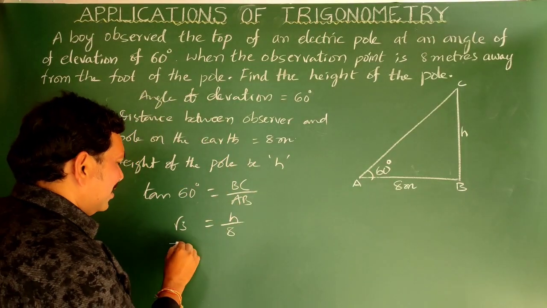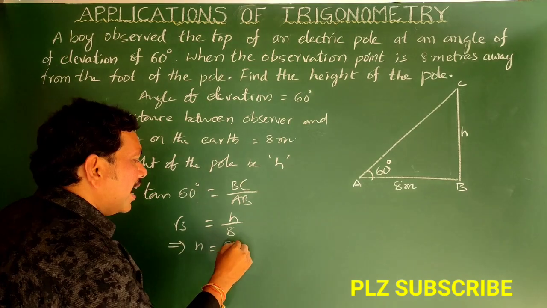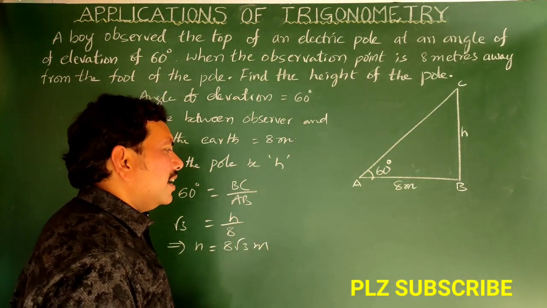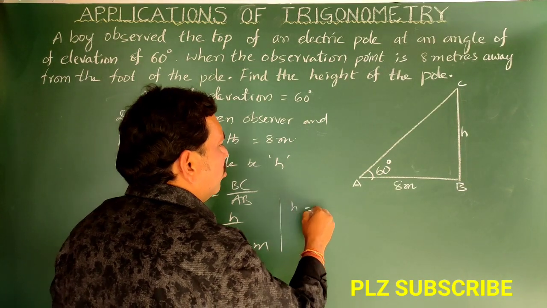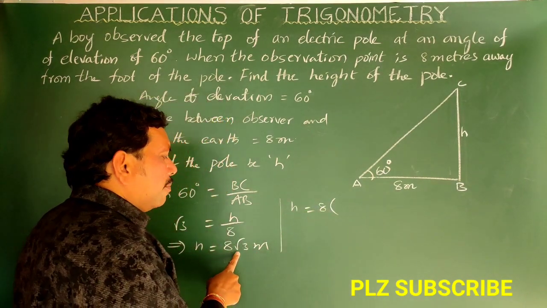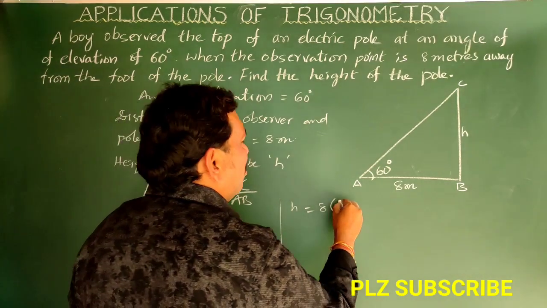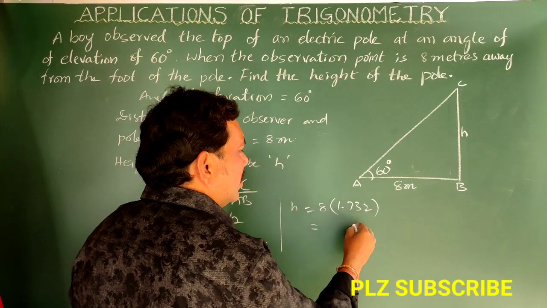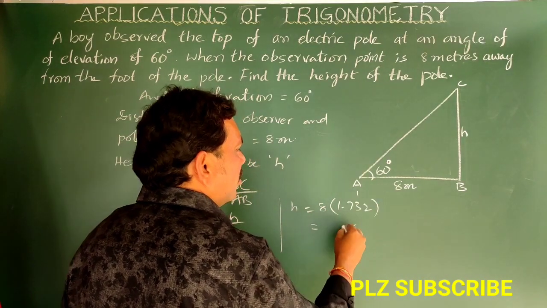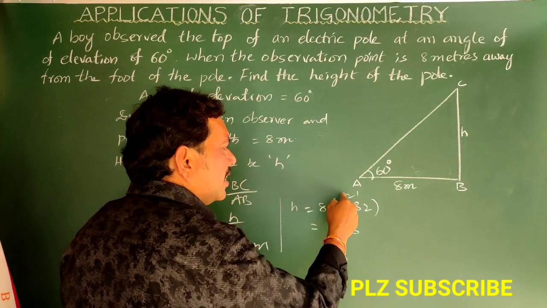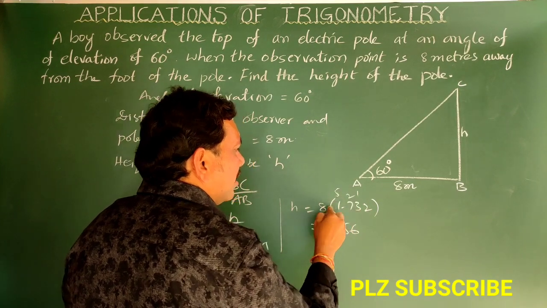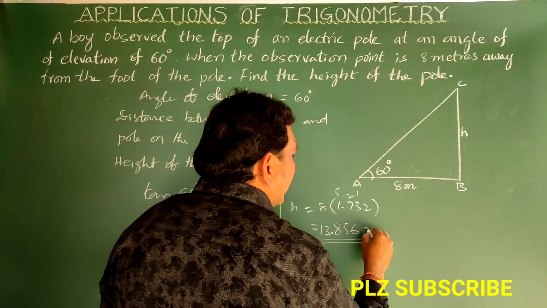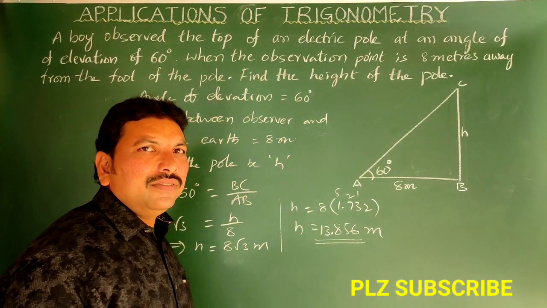So that implies H is equal to 8 root 3 meters. Otherwise, H is equal to 8 into the approximate value of root 3, which is 1.732. So 8 twos are 16, 8 threes are 24, 25, 8 sevens are 56, 58, 8 ones are 8, 13. H is equal to 13.856 meters.